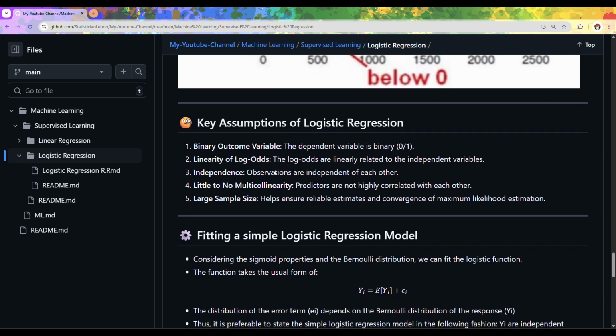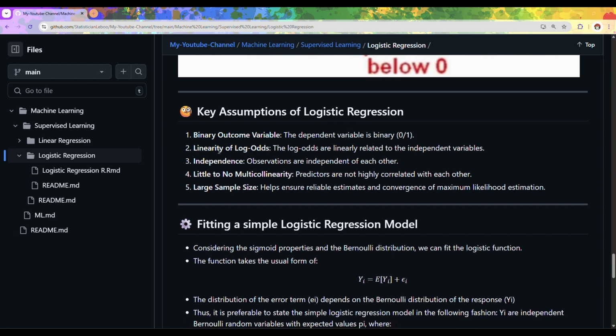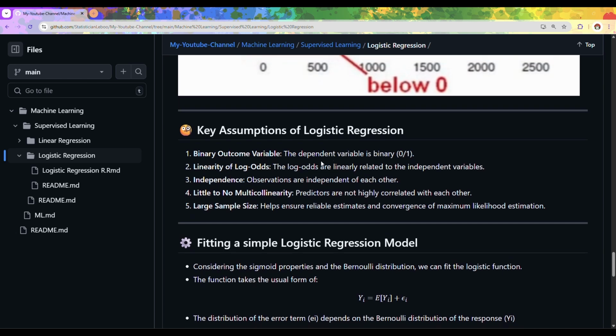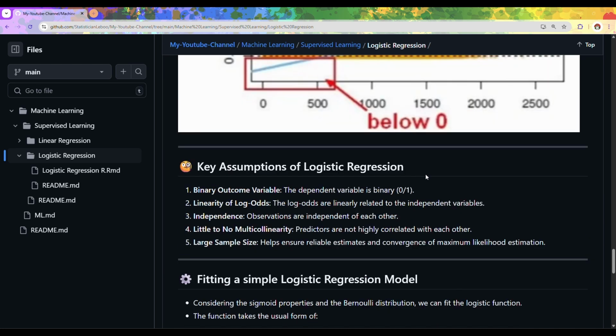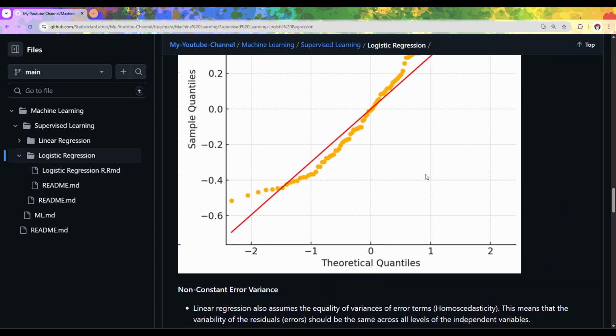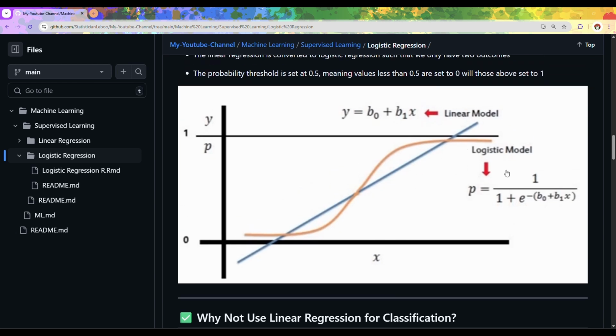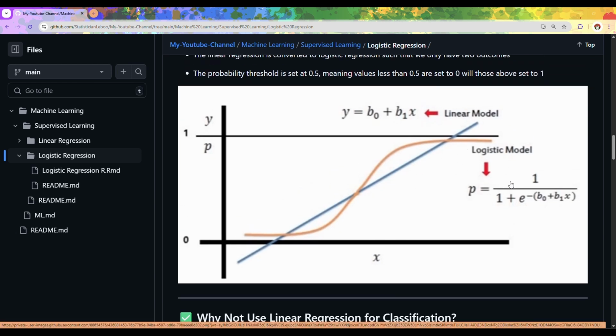So quickly, assumptions of the logistic regression. We are talking about the binary outcome, the binary response. Then of course the linearity of the log odds, so when the log odds are linearly related to the independent variables. So we are using a sigmoid function. However, the output, when you come to this component here, it's all coming from a linearized function.